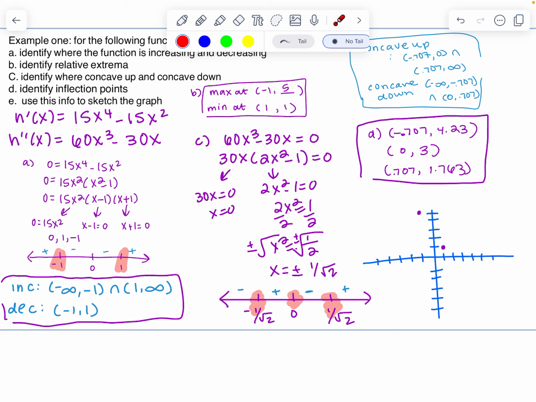And then I also know my inflection points, and so these are my inflection points over here. -0.7, 4.23, it's going to be kind of hard to sketch, but it'll be like right there.